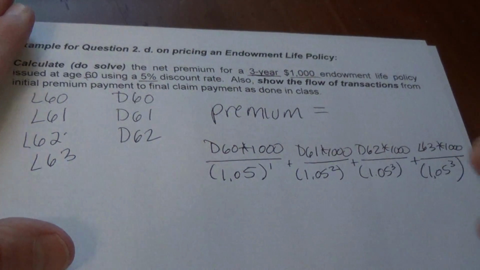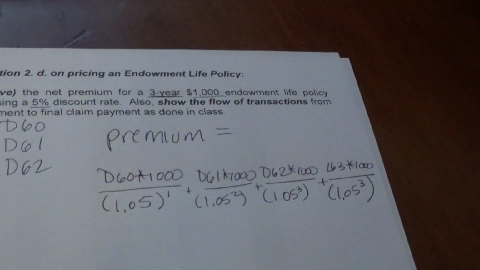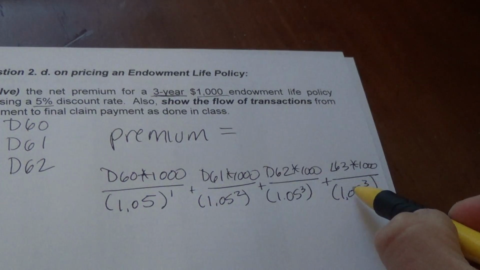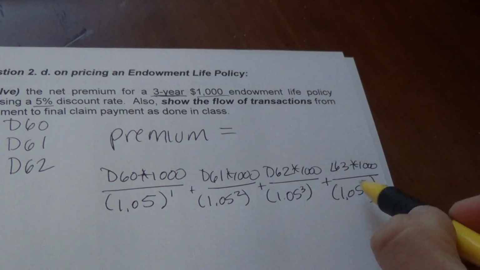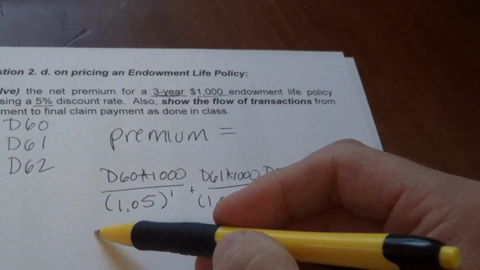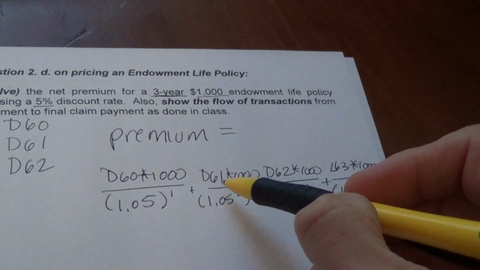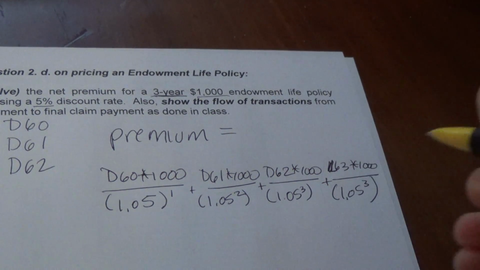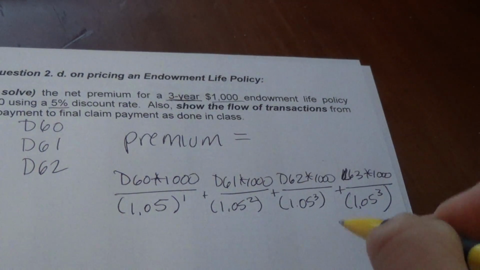That's real important. On a matured endowment, the very last death benefit and the payment we pay to people alive both happen at the same time at year 3. And if this were a level term policy, you wouldn't have that L at the end. A 3-year level term would just have D60, D61, and D62, not the L63. But because this is an endowment, you'll have the L63 at the end.